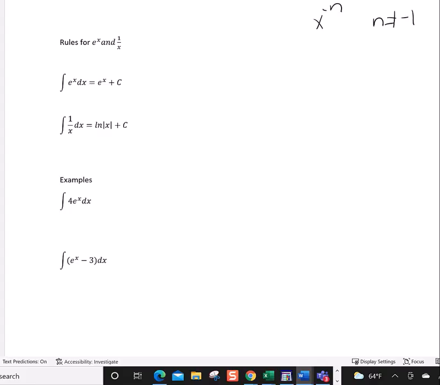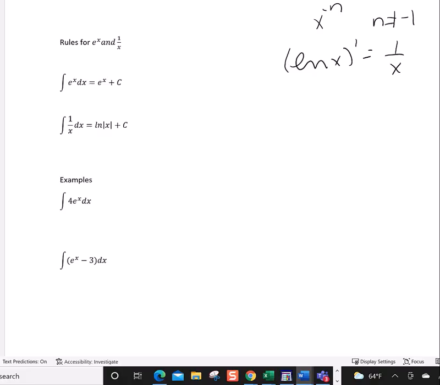What are we going to do? So the rule for e to the x is the integral of e to the x is e to the x plus c, which is nice. E to the x, when I took the derivative, was still e, so when I integrate, it'll still be e. The rule for 1 over x is it becomes natural log, and hopefully you remember when we took the derivative of natural log, we got 1 over x.